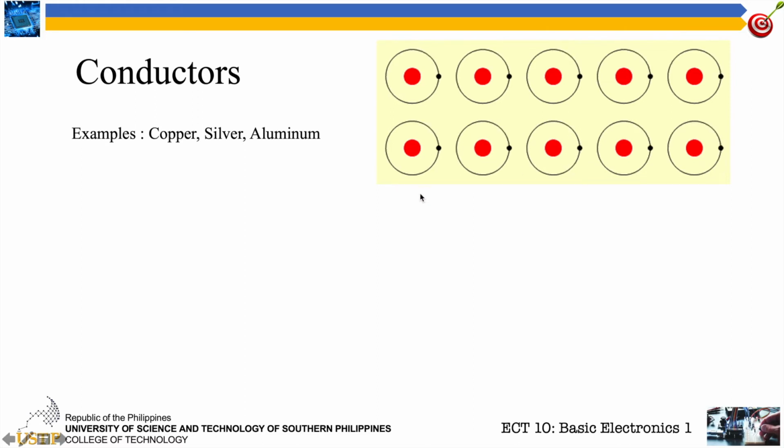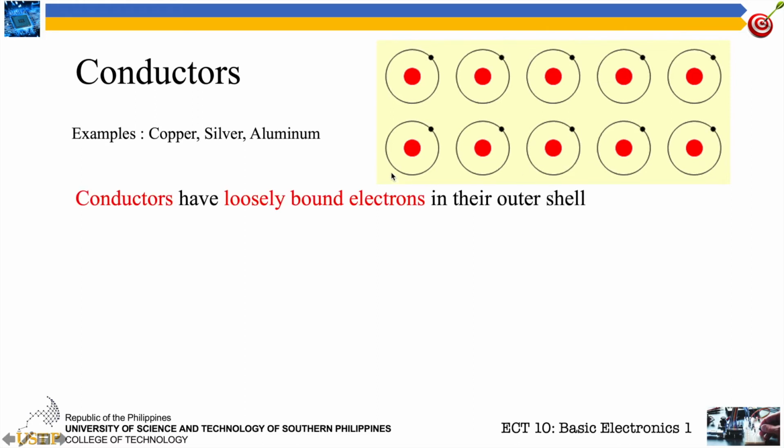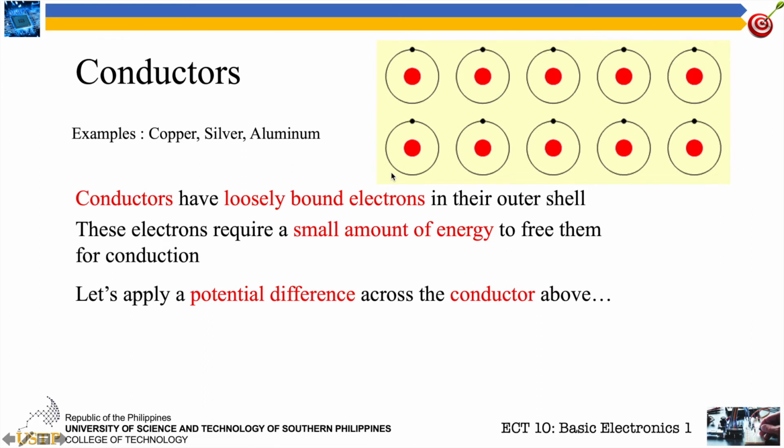Since this electron is only one, we just need a very small amount of energy for this electron to be freed for conduction, just like this. Okay, let's apply potential. Did you see that? If you can see, our free valence electrons are moving from one atom to another atom. And what did you observe? Try to observe the flow of your electrons.